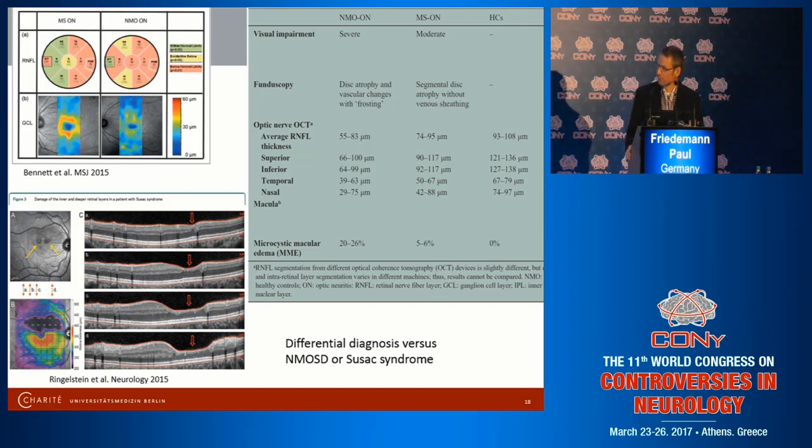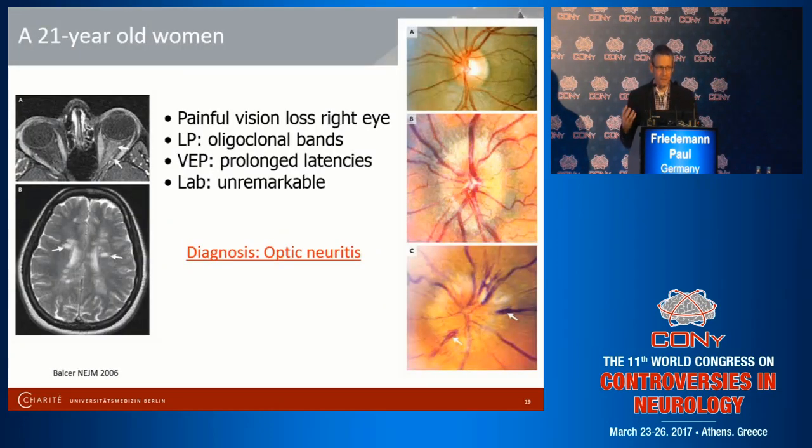But for Susac syndrome, which may be a rare differential diagnosis of multiple sclerosis, there are highly characteristic, if not pathognomonic, features in OCT images of these patients that allow for a distinction from multiple sclerosis with very high accuracy. Now, a clinical case to illustrate how we may use OCT in clinical practice in the future.